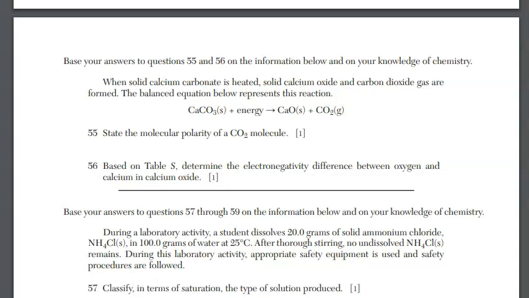And let's take a look now at 55. State the molecular polarity of a CO2 molecule. Well, this is one of those where you either have to remember the polarity of some of the molecules or how to figure it out. There's only certain molecules usually that you're asked about. It's just easier to put them into the categories and know which ones are which. They're not asking about bonding polarity, they're asking molecular polarity.